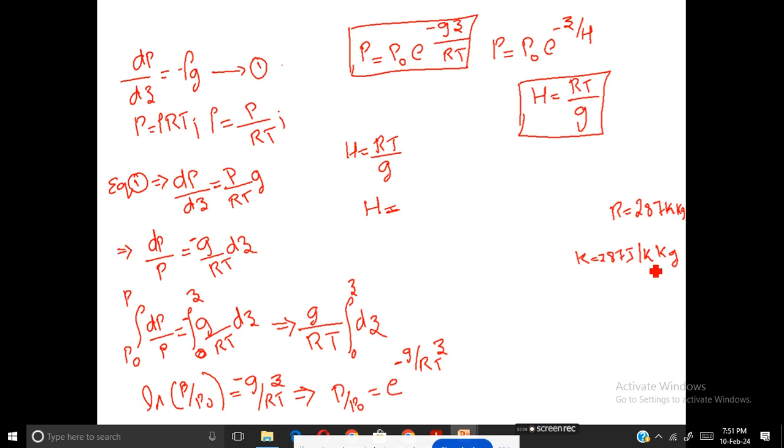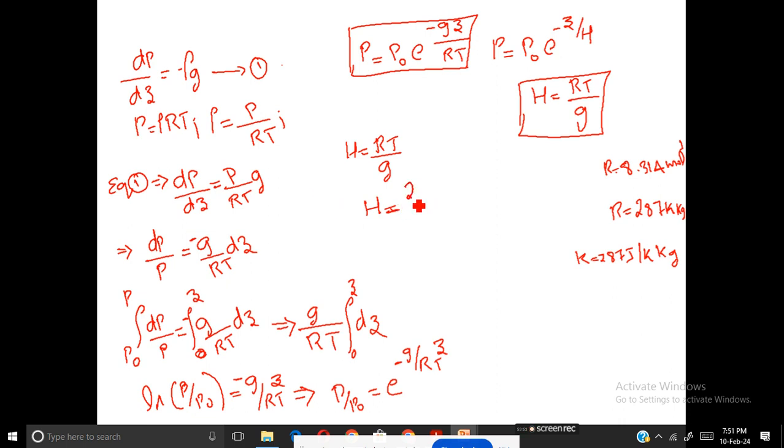If we are considering moles, the value of R that we would have studied in plus 2 will be 8.314, in Joule per mole per Kelvin. In this case, when we are doing it with respect to mass, the value is 287. So we can calculate the value of scale height.